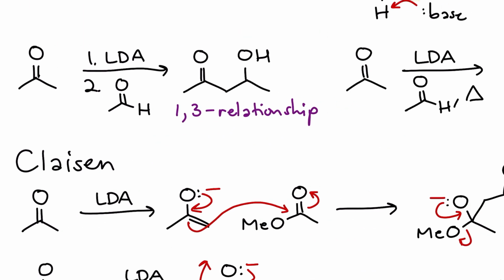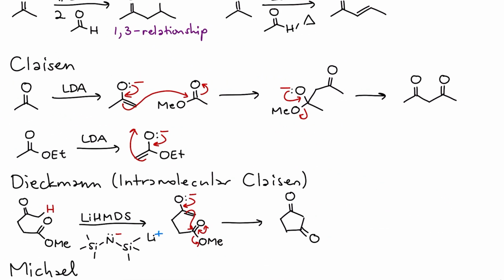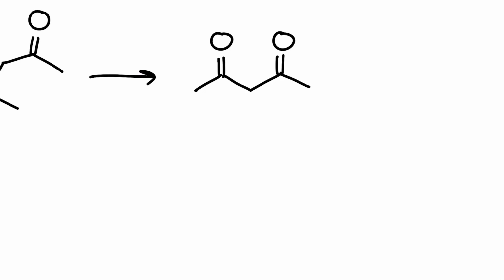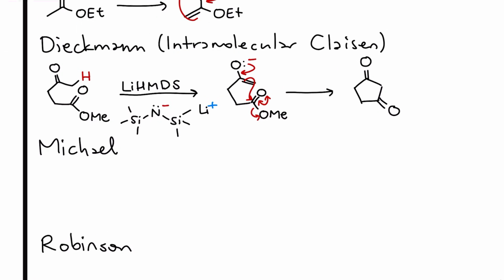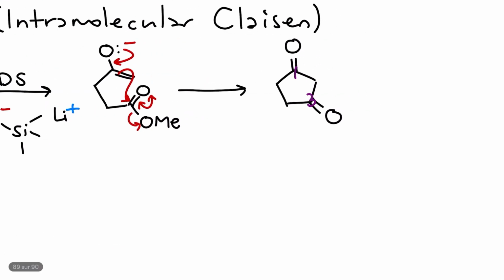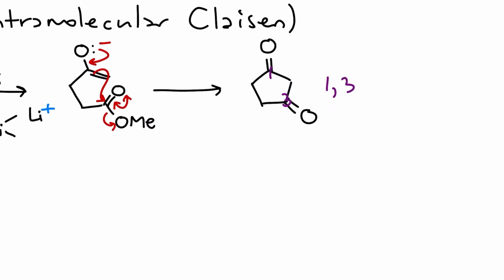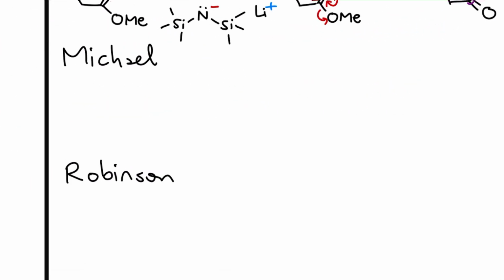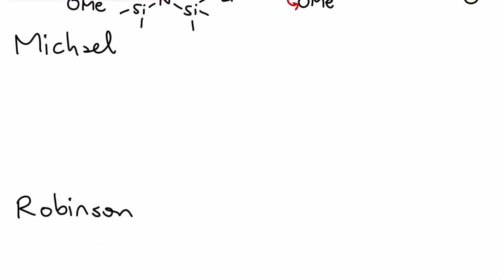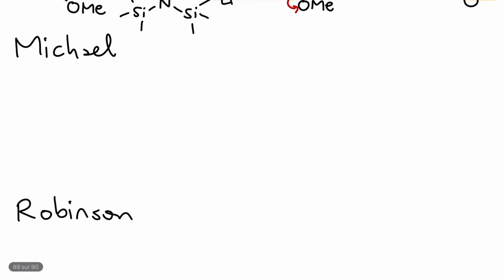So it's going to be 1,3. So is Claisen a 1,3 diketone, right? It's 1,3 related to each other again. Dieckmann is just Claisen, so you would expect it to be a 1,3 diketone. But for the next reaction, which is the Michael reaction, it will be a 1,5 diketone.